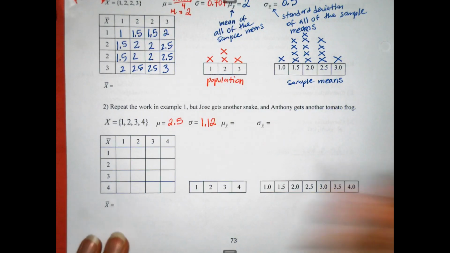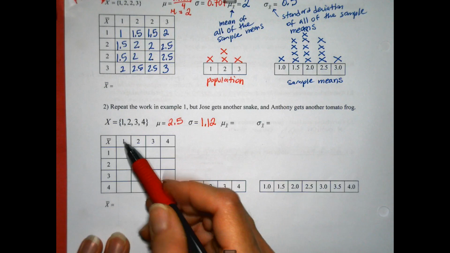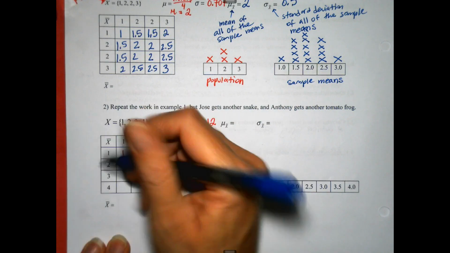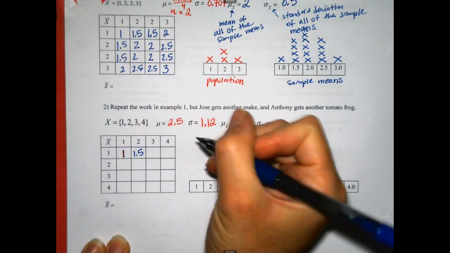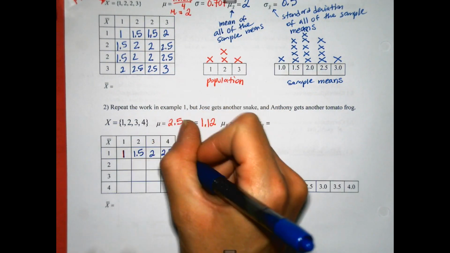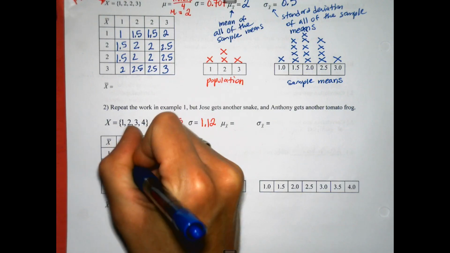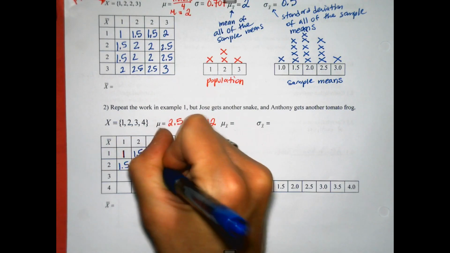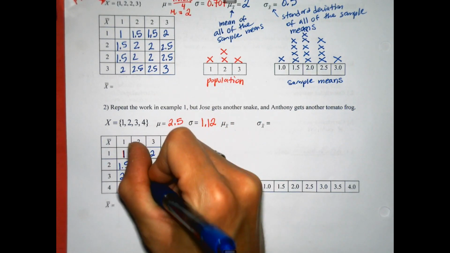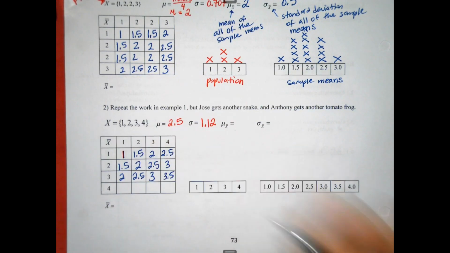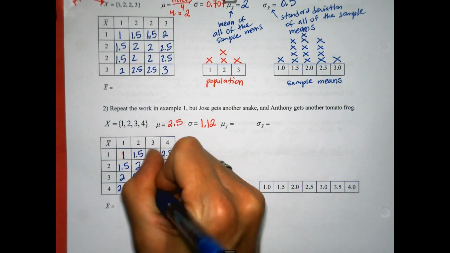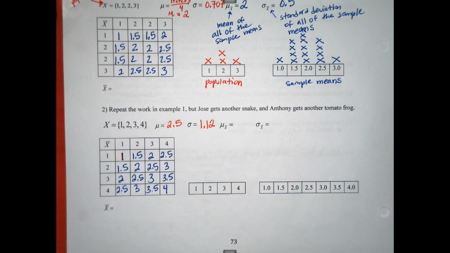And then again, I'm going to take samples. So a sample of 1 and 1 has a mean of 1. 1 and 2 has a mean of 1.5. 1 and 3 has a mean of 2. And 1 and 4 has a mean of 2.5. 2 and 1 is 1.5, 2, 2.5, and 3. Then 2, 2.5, 3, and 3.5, and then 2.5, 3, 3.5, and 4.